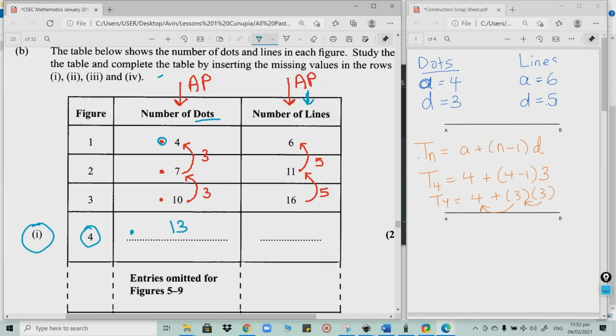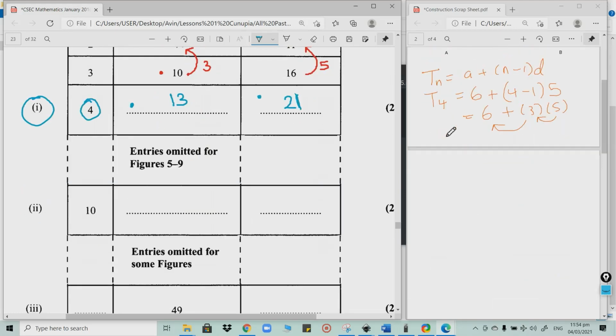9 plus 4 is 13. To get this value now, we have to use these values for the AP. So once again, Tn is equal to A plus n minus 1 multiplied by D. For the lines, the A value, the first value is actually 6. But I have it up here too. Plus n minus 1, remember, is T4. So it's 4 minus 1, and the common difference this time is 5. So it's 6 plus 4 minus 1 is 3 by 5. So 3 by 5 is 15. 15 plus 6 is 21. So all we're going to be doing now, guys, is just using the AP formula. That's all we're going to be using, okay?